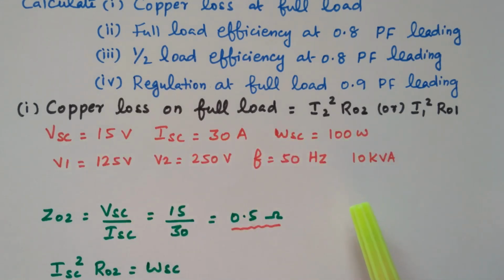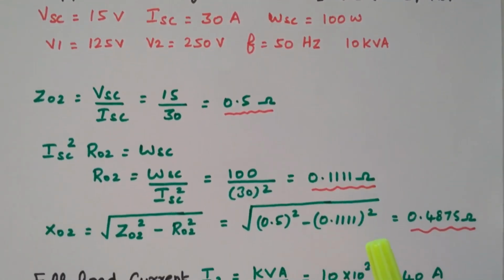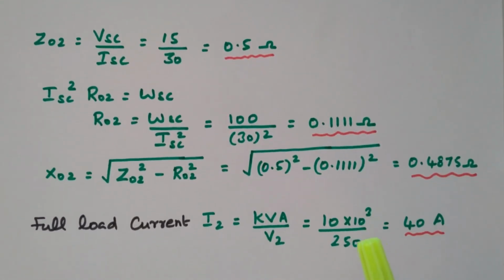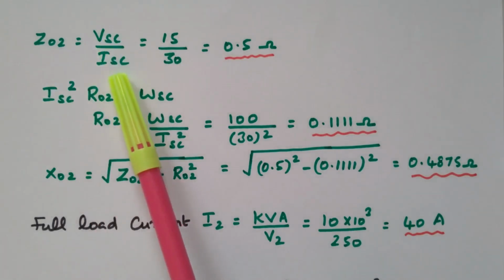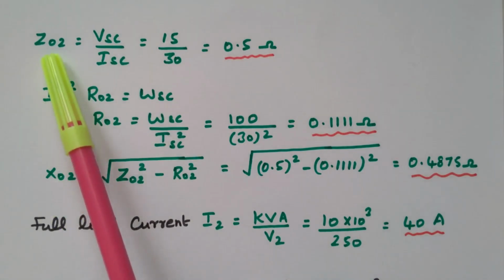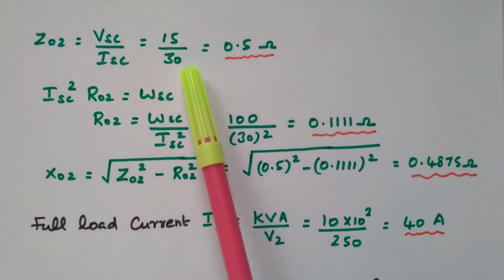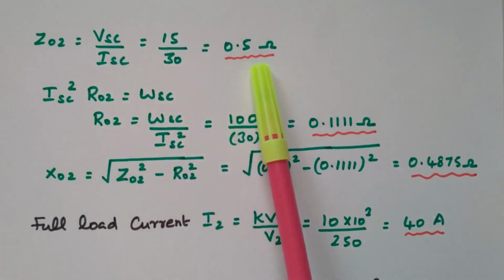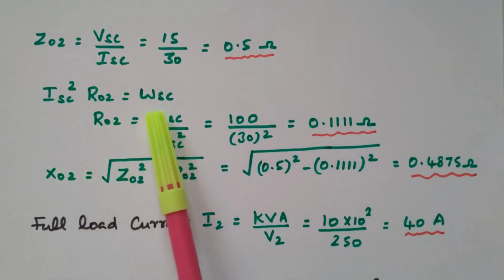Similarly, the open circuit test data is also available. From that we can find the Z02, the impedance on the secondary side, equal to Vsc by Isc. Finally, what we need is X02, so first we are finding Z02. Vsc divided by Isc, that is 15 divided by 30, 0.5 ohm. Similarly, Isc square into R02 equal to Wsc.